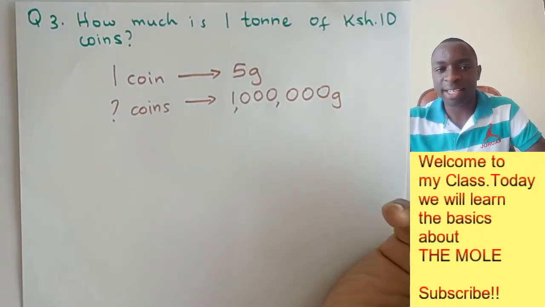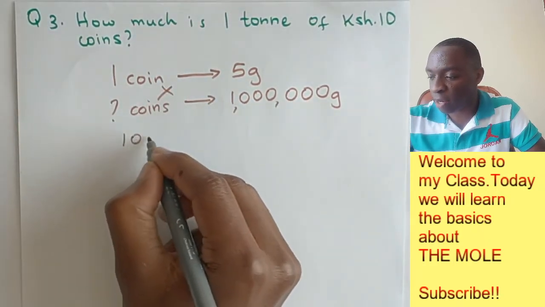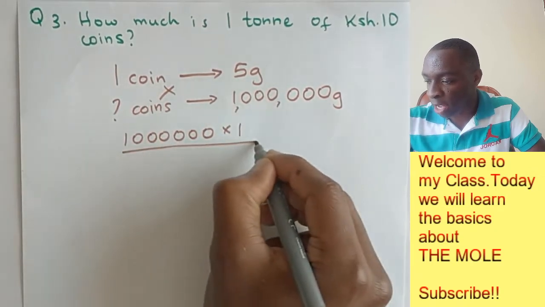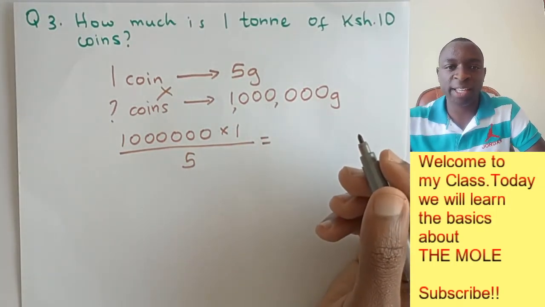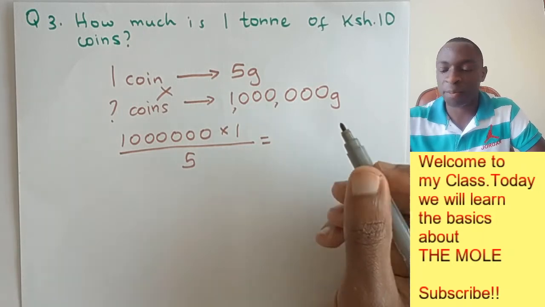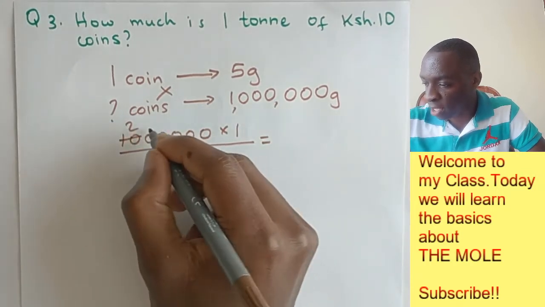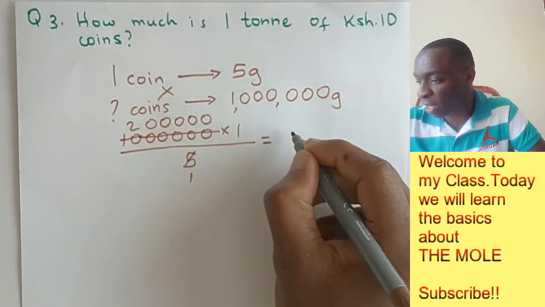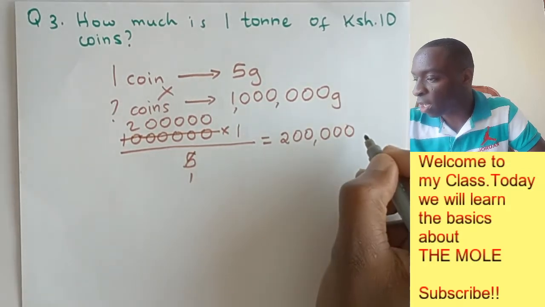So once again, it's a simple cross multiplication. You cross this one out and you'll see that it is 1 million multiplied by 1 and divide by 5. This gives you the number of coins that you would need to get to 1 ton of 10 shilling coins. So of course you'll cross this one out by 1, this one goes there twice, and then you'll have 1, 2, 3, 4, 5. So you cross that one out like that. So you'll have 200,000 coins.